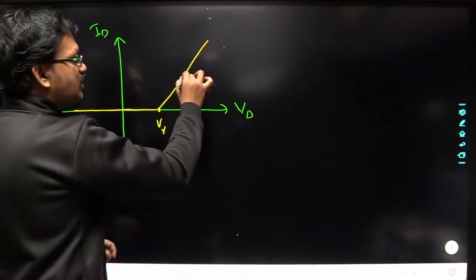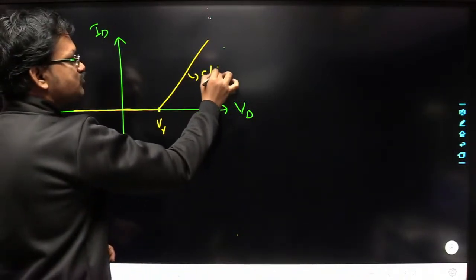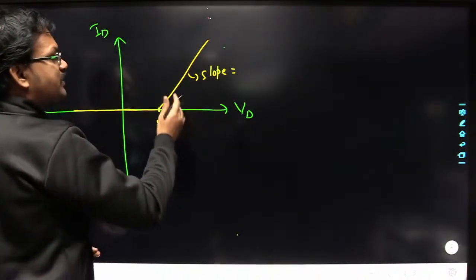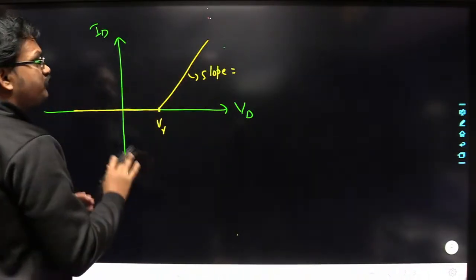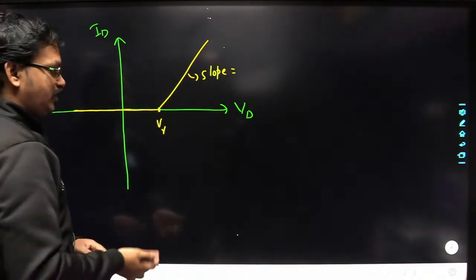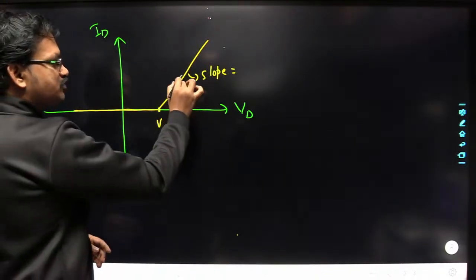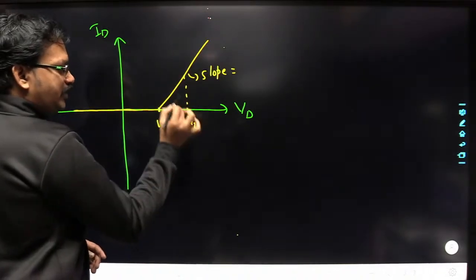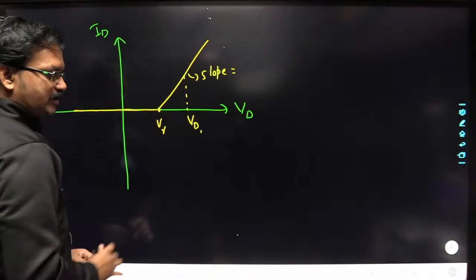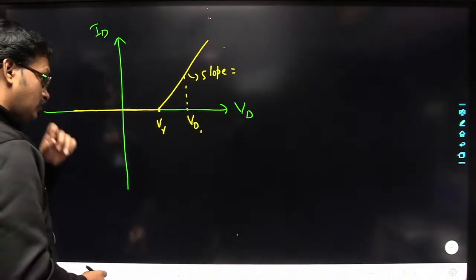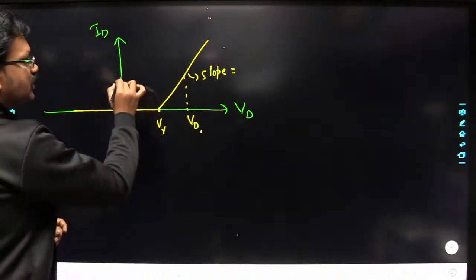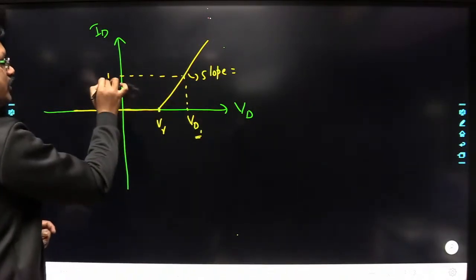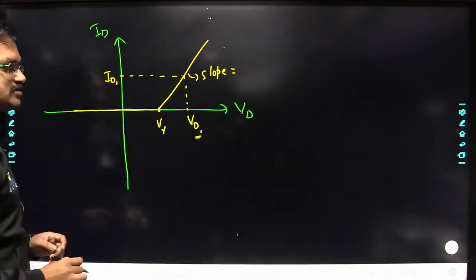Now here, what is the slope of this one? The slope is nothing but the ratio of change in ID by change in VD. So this is V gamma. Let us assume the diode is operating at VD, so let us say this is VD1 here. Okay, so the current that is flowing at this VD1 is ID1. Let us say this is ID1.